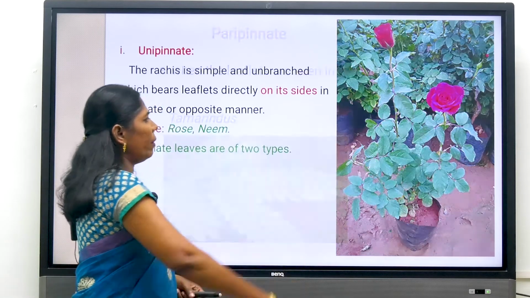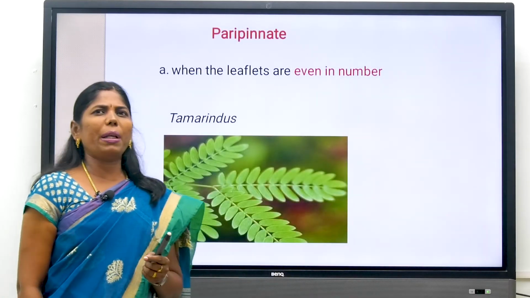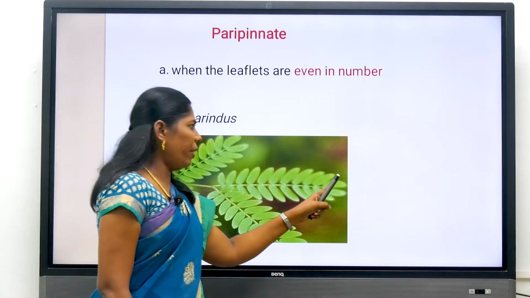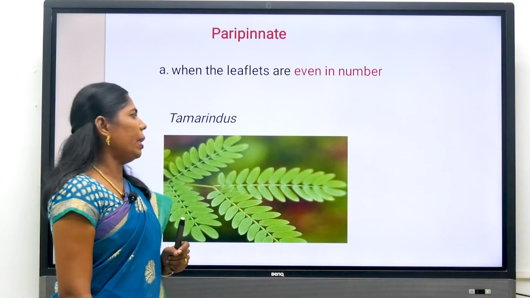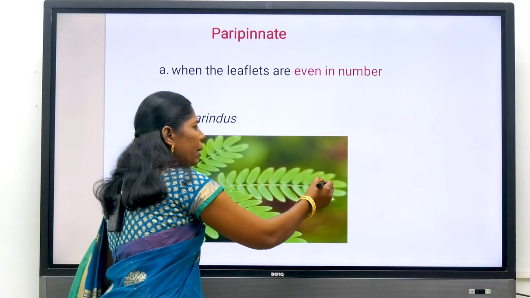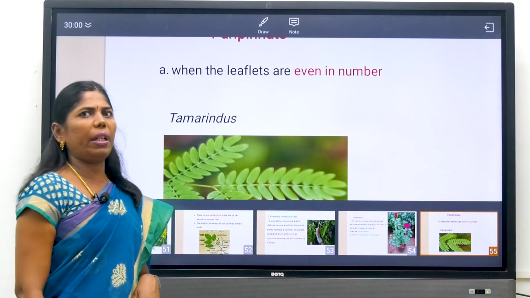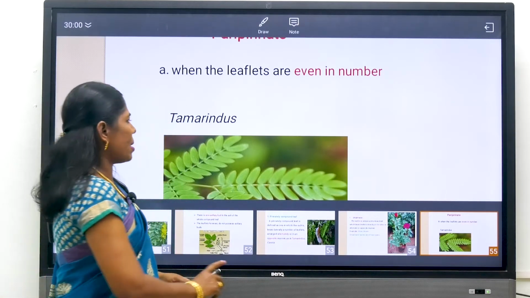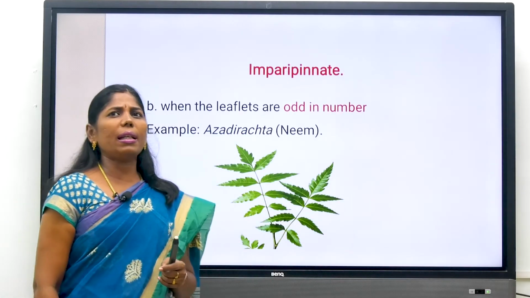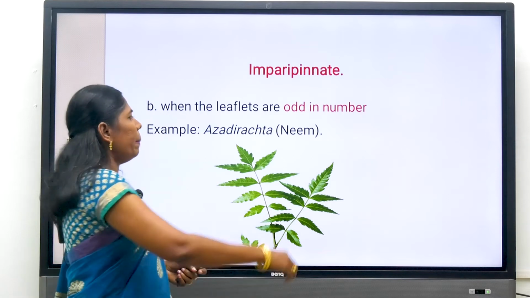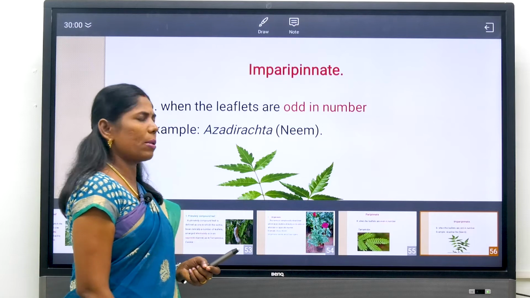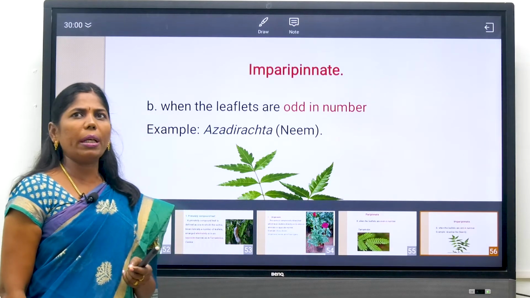Unipinnate is also divided into two: one is paripinnate, another is imparipinnate. In paripinnate, at the tip of the leaf the leaflets are even in number. That is, at the tip two leaflets are present, that is even in number. We can see this in tamarindus. Imparipinnate is when the leaflets are odd in number. At the tip, the terminal leaflet has only one leaflet, and that is called imparipinnate.